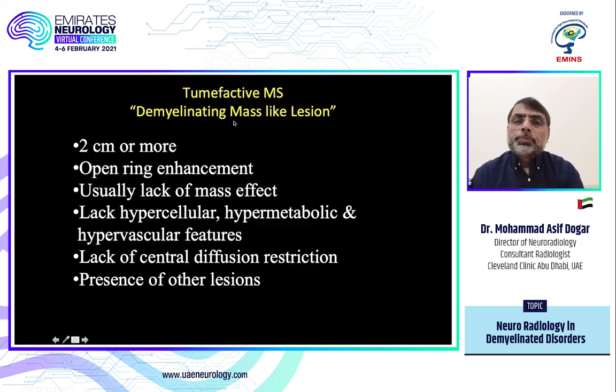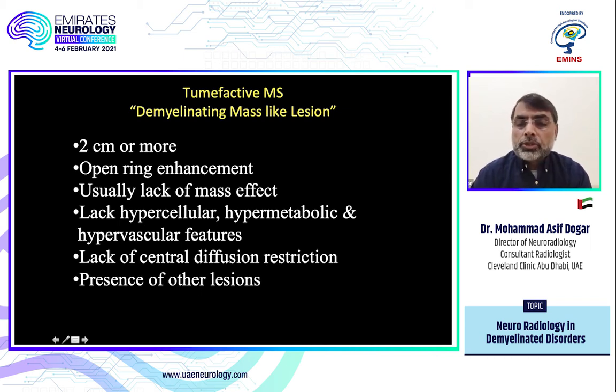So let's look at some cases of tumefactive MS. As you know, these lesions are 2 centimeters or larger. The other typical findings are open ring or incomplete ring enhancement, usually no mass effect, although sometimes they can have it. And they don't have hypercellular, hypermetabolic, or hypervascular features. It means that the CBV is low in these patients, and they also lack central diffusion restriction because these are not hypercellular lesions.